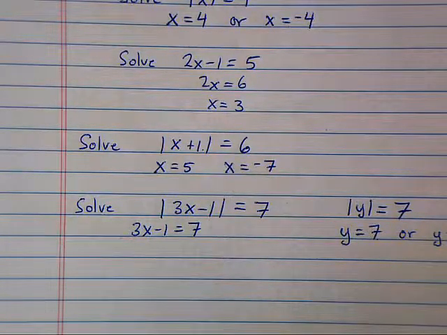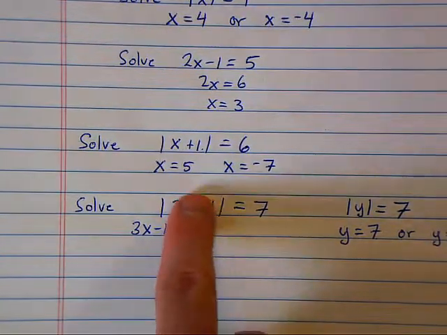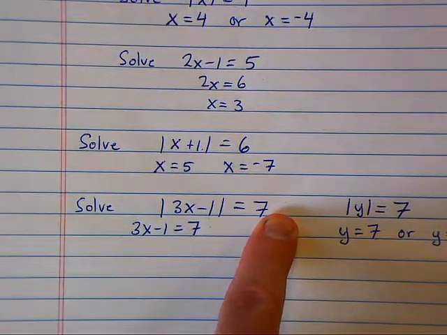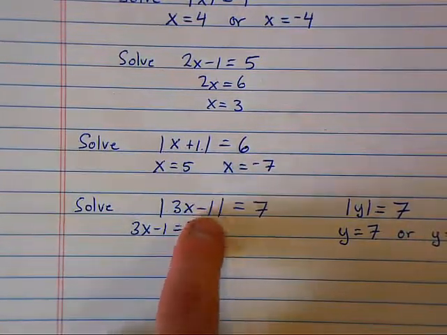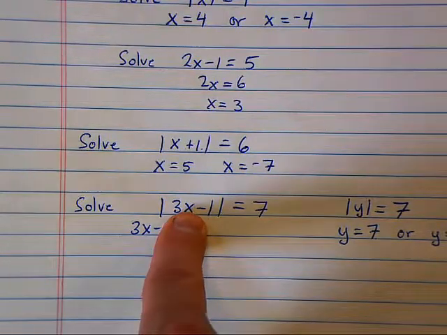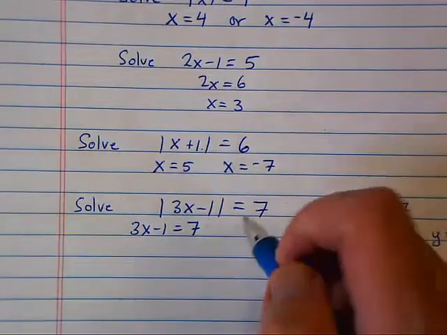No, what's the absolute value of 7? 7. So whatever's inside the parentheses here, 3x minus 1 in this case, could be the number 7. The other choice is whatever's inside this parentheses, 3x minus 1, could be the number negative 7. Those are the only two numbers that have absolute value of 7.